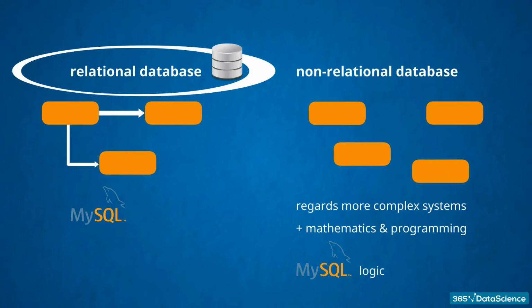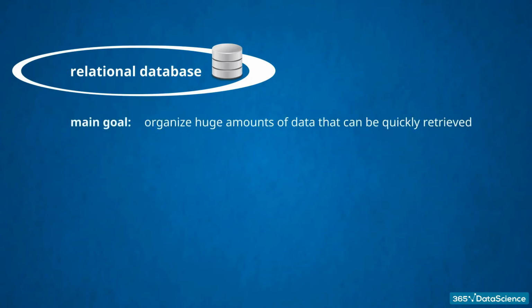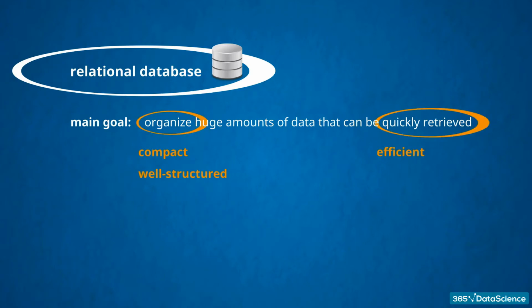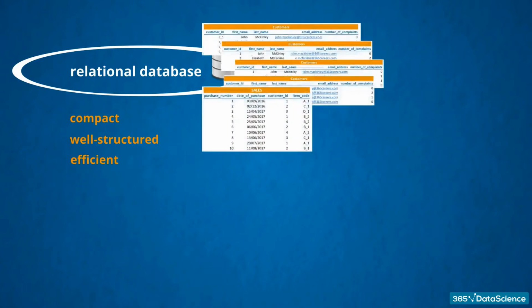A small bit of theory will explain why they are still the preferred choice in many companies and institutions. Databases' main goal is to organize huge amounts of data that can be quickly retrieved upon users' request. Therefore, they must be compact, well-structured, and efficient in terms of speed and data extraction. Today, people need such extra efficiency because data occupies memory space, and the bigger its size, the more sluggish the database is, and the slower the retrieval process becomes.